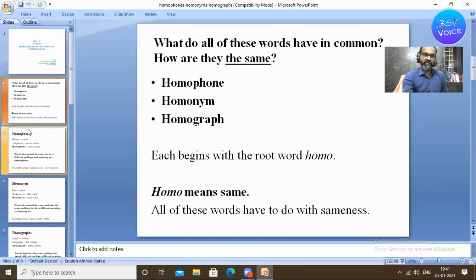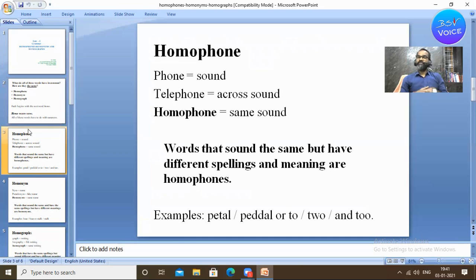So let us see the first one here, homophone. Phone means sound, as I already explained, like telephone: tele means away from, and phone means sound. Homophone means same sound. The sound is the same, but the spelling will be different and the meaning will be different. Words that sound the same but have different spellings and meanings are homophones.